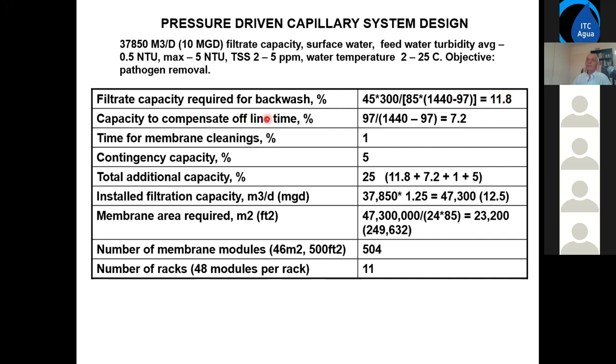So the filtrate capacity required for backwash, we need 11.8%. To compensate for the offline time, it's 97 divided by 1440 minus 97, 7.2%. Time for membrane cleaning 1% and concentrated capacity 5%. So altogether the total additional capacity of the system is 25%. So if we design the system for 37,850, we need to add 125, okay?